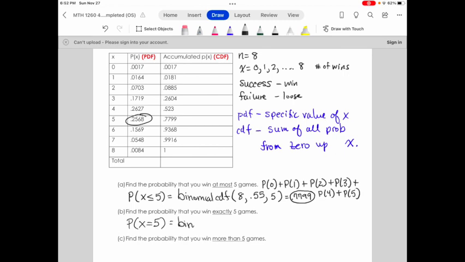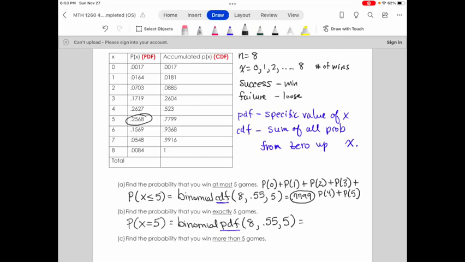So in this case, I'm going to do binomial PDF, because the PDF is just for the single value, and I'm going to put in 8, .55, and I'm going to put in 5. Notice these are very, very similar from part A to part B. This is saying that I specifically want it for 5 successes only. This CDF is telling me I want all of them from 0 to 5 and added up.